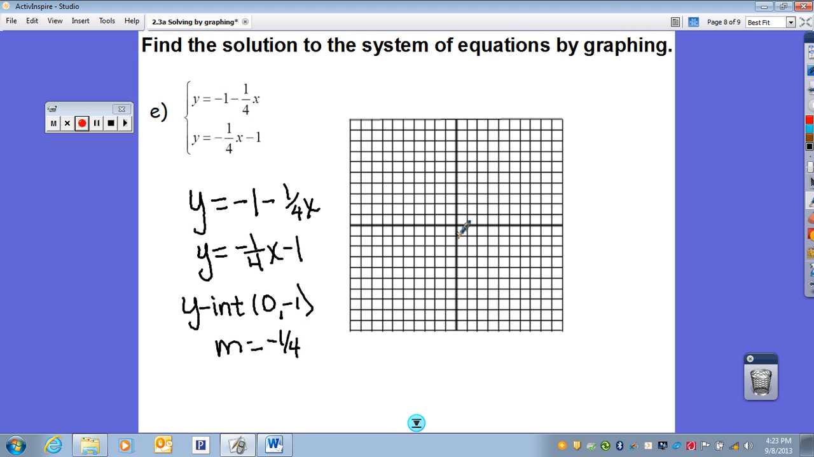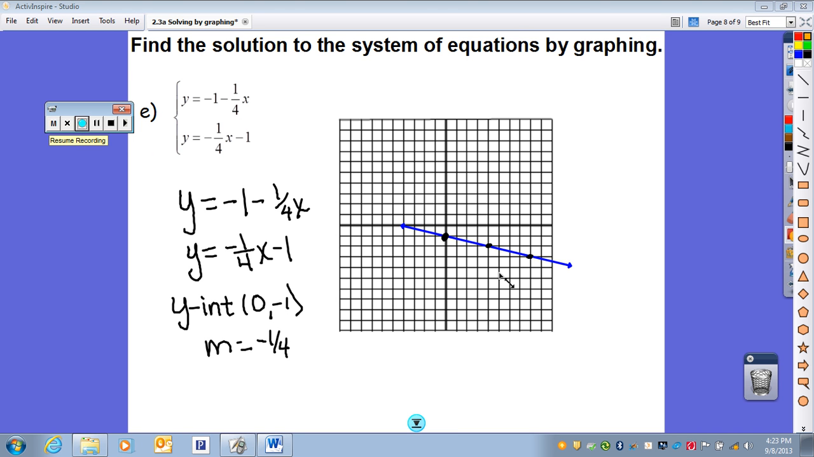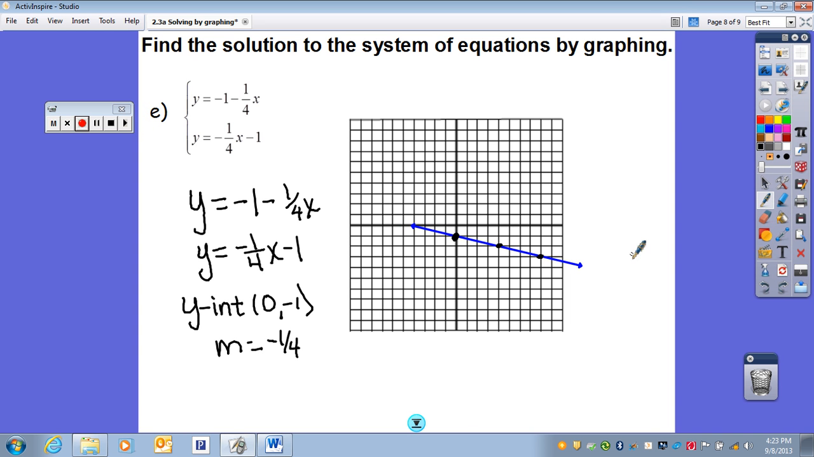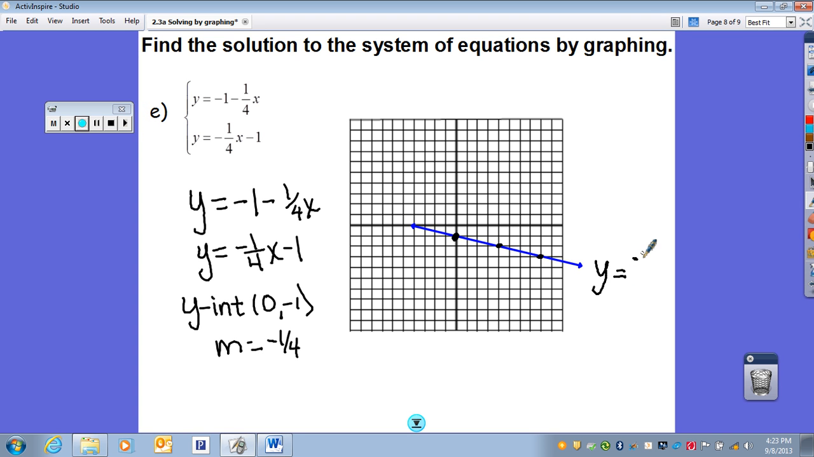So we'll put a point at negative 1, and then using our slope, we're going to go down 1 and over 4, and we'll draw on our line. We'll label our line y equals negative 1/4 x minus 1. Notice that the second equation is exactly the same. So in this case, these are exactly the same line, and so we have infinite solutions, meaning no matter what point we pick, it will work in both of these lines because they are the same.